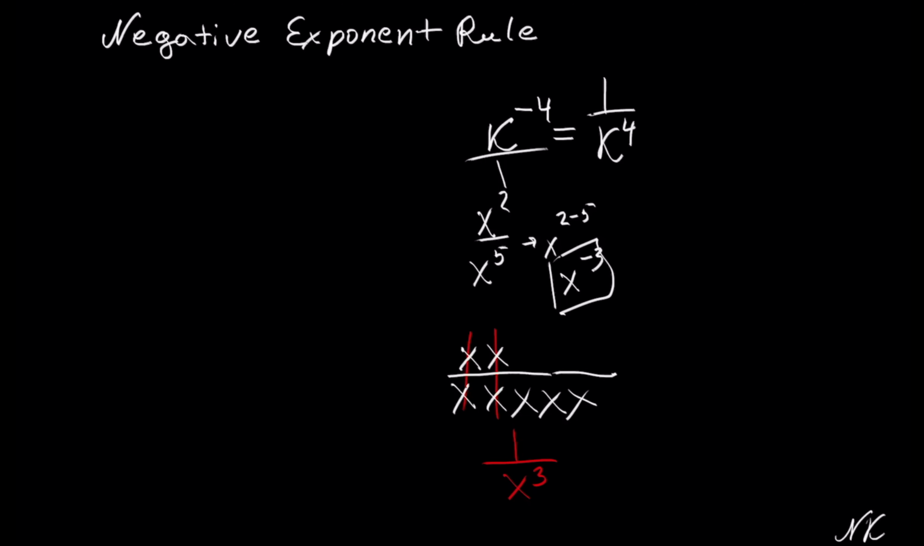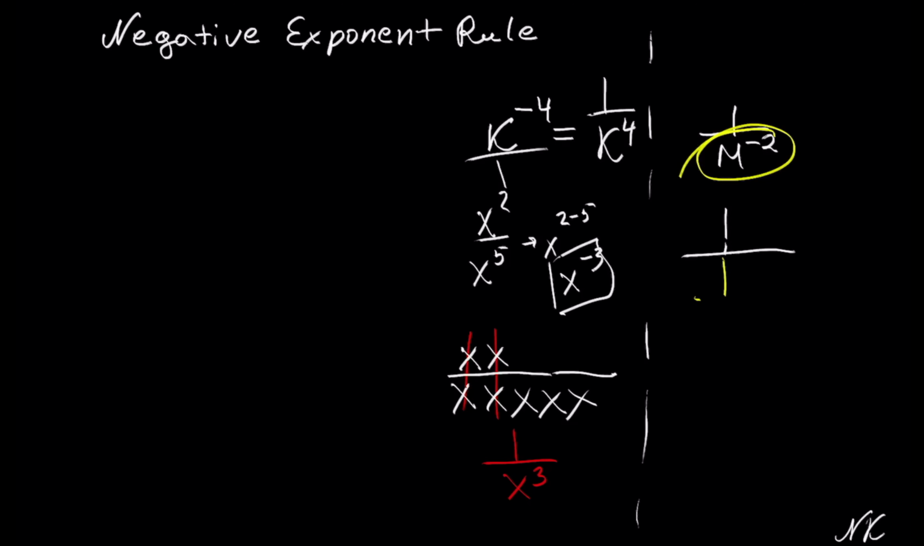So what happens if the negative exponent is in denominator? Here we have 1 out of m to the negative second. Let's deal with the negative exponent in denominator first. So we have 1 out of, and to change m to the negative 2 into something with a positive exponent, all we have to do is divide 1 by m to the second. This will make m to the negative 2 positive.